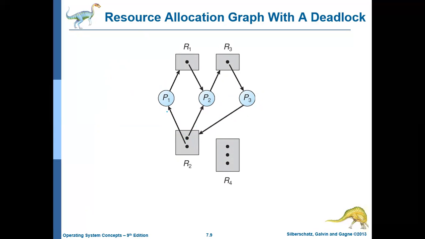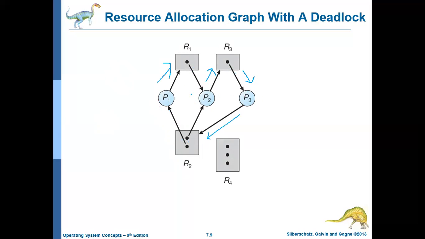If you see, P1 is holding the resource R2 and it is waiting for R1, which is being held by P2. And P2 is holding R1 and it is waiting for R3, which is being held by P3. And P3 is holding the resource R3 and it is waiting for the resource R2, which is being held by P1. So it becomes a circular wait.